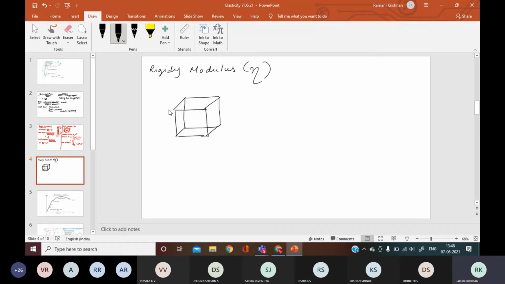Now I apply a force here, from this direction, and this lower end is fixed. To the upper end only we are applying a force. Because of this, what will happen? The body will get tilted. So let us see how it is getting tilted.